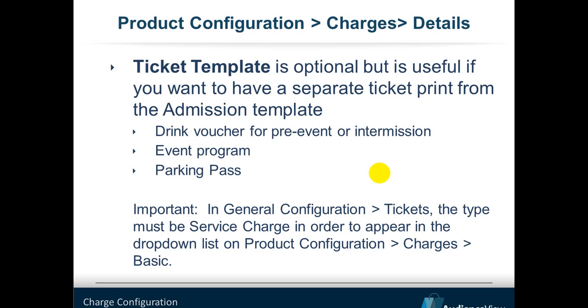The ticket templates are bound to a list, so when you're configuring your charge, the only thing you're going to see there is ticket templates that you have configured with service charge as the type. If you don't have anything configured that's specifically a service charge template, you're not going to see anything. You won't get the options for admissions or delivery or anything like that.